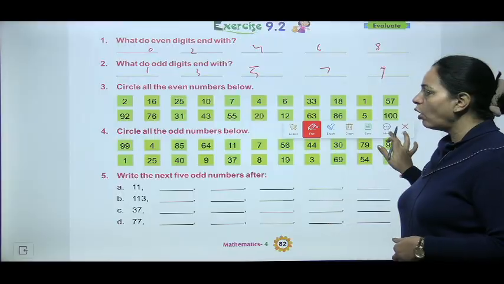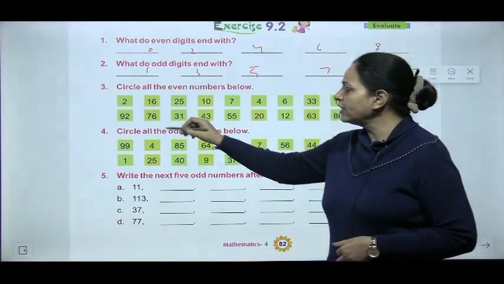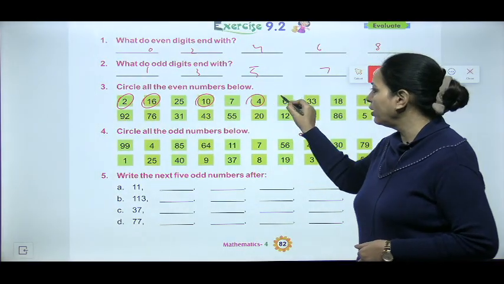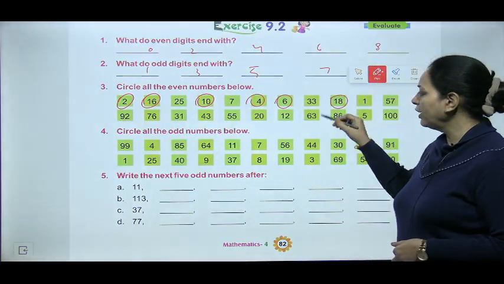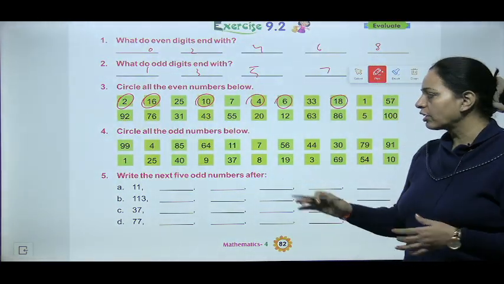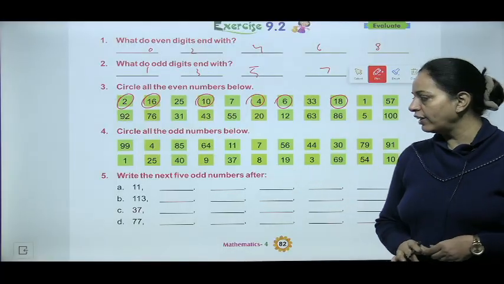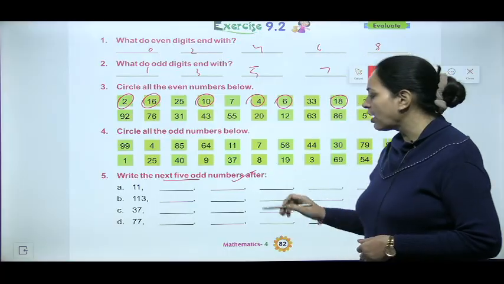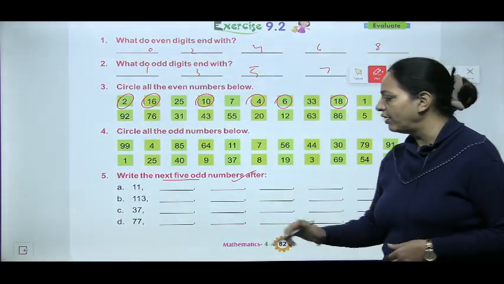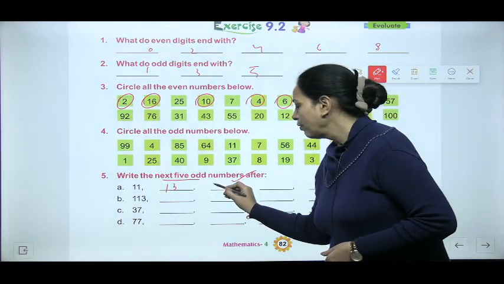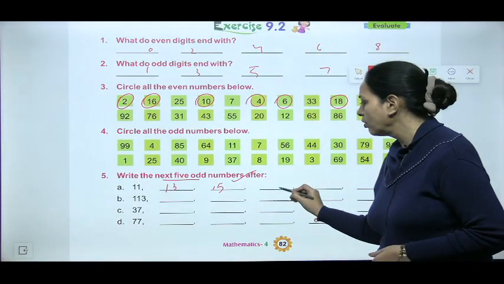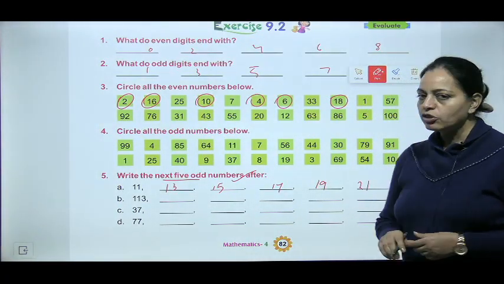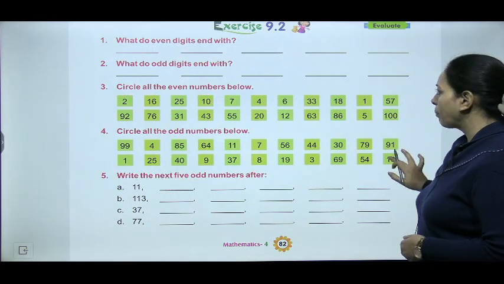The third, circle all the even numbers. So find even number, even number, even, like this. And the fourth, circle all the odd numbers. You can try these ones. And the fifth, write the next 5 odd numbers after, like A part, 11. So 13, 15, 17, 19, 21. So like this you can try the remaining parts.